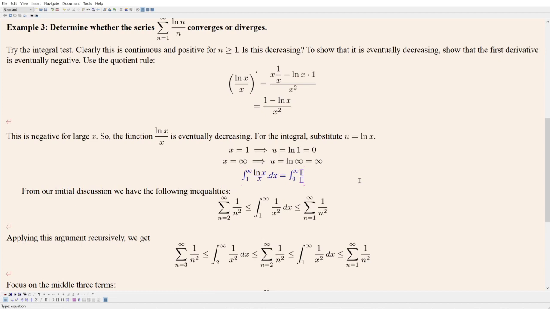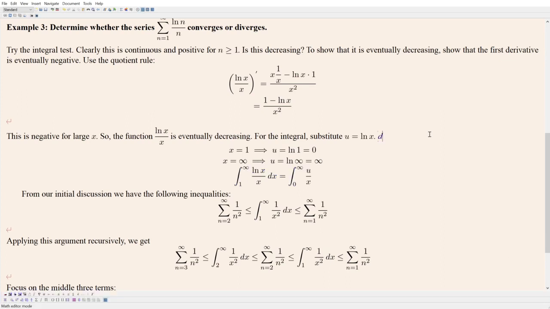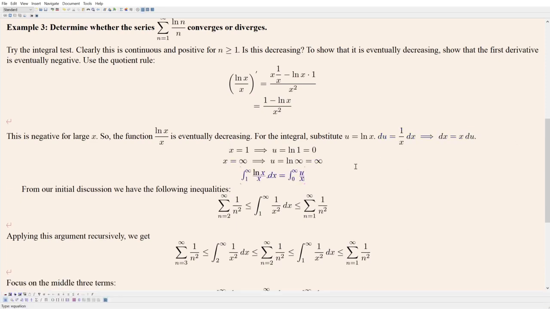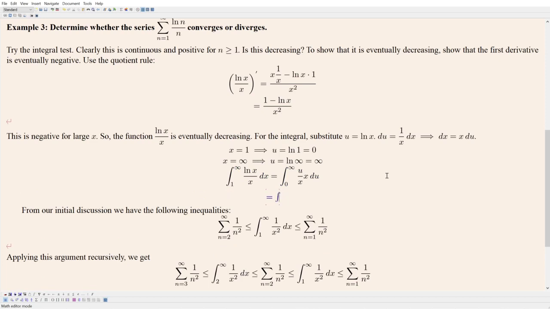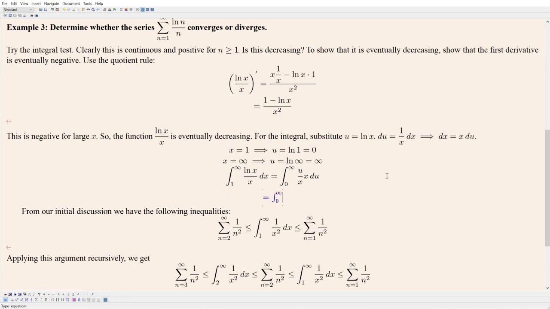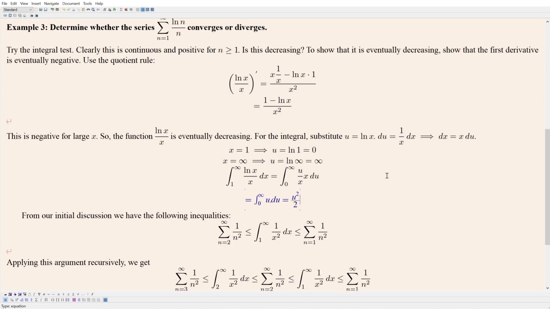So now instead of natural log x, we have u. And then what is dx? Well, let's see. du is equal to 1 over x dx. So that means dx is equal to x du. So those two x's cancel out, conveniently enough. So we are just left with the integral of u du, which becomes u squared over 2.